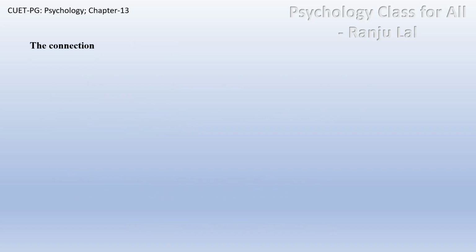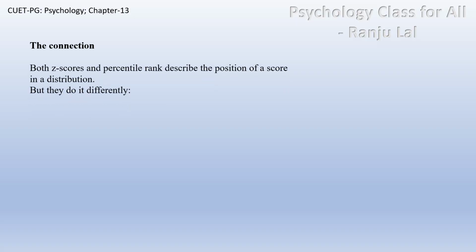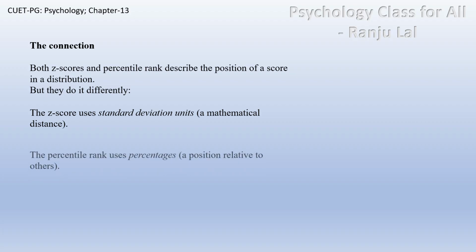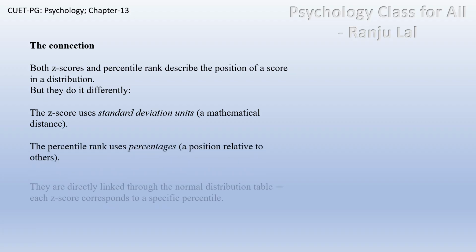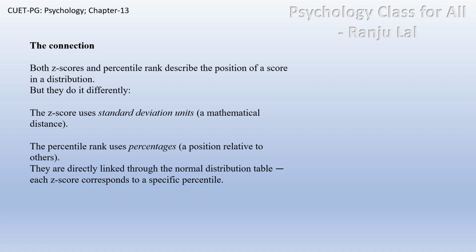Now, the connections, how these two are related. Both Z-score and percentile rank describe the position of a score in a distribution, but they do it differently. The Z-score uses standard deviation units, that is a mathematical distance, and percentile rank uses percentage, a position relative to others.